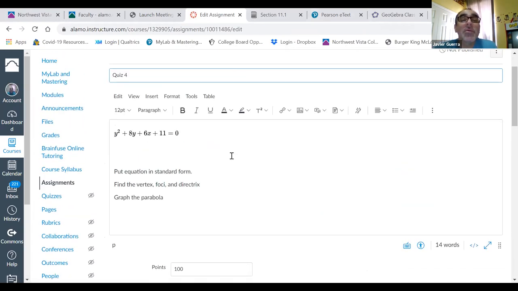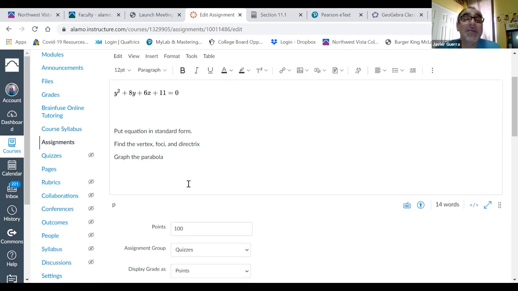Your quiz is y squared plus 8y. You're going to go to assignments, go to quiz number 4. It's under quiz number 4, and there's your equation. All you have to do is, well, you have to put it in standard form, of course. Then you find the vertex, foci, directrix, and then graph the parabola.